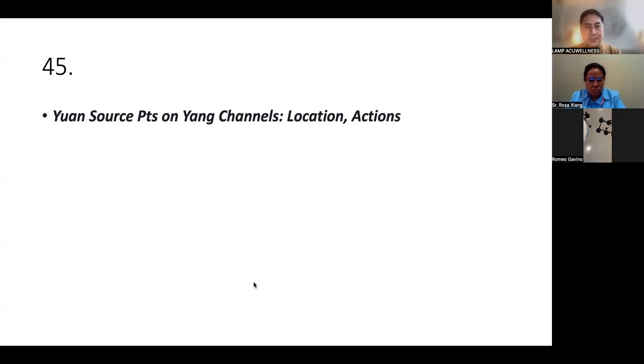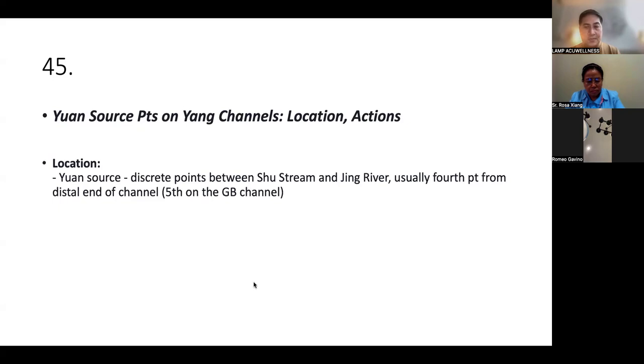Location: Yuan-Source points are located between the Shu-Stream and the Jing-River points, usually the fourth point from the distal end of the channel. Okay, the actions. The action is different from the Yuan-Source.